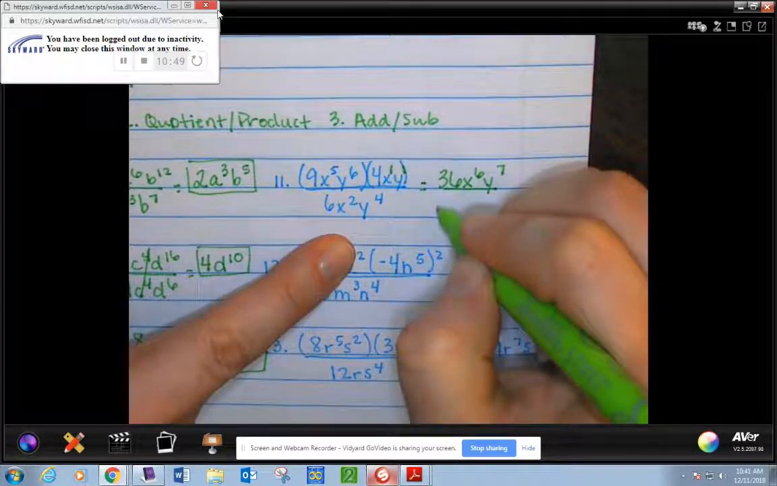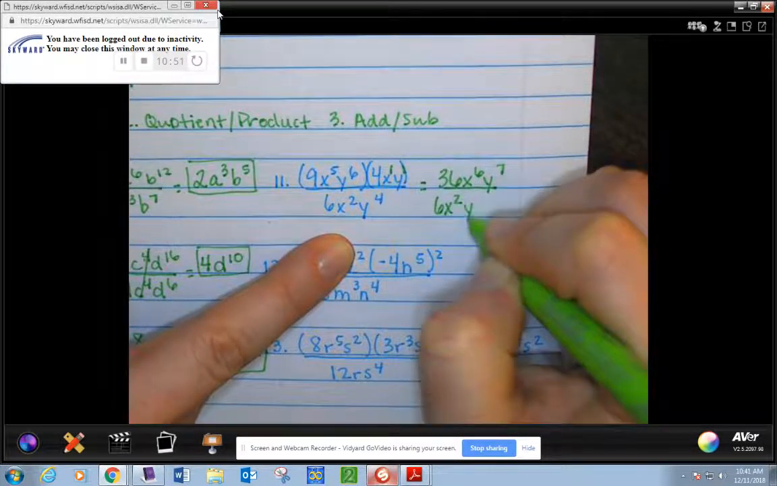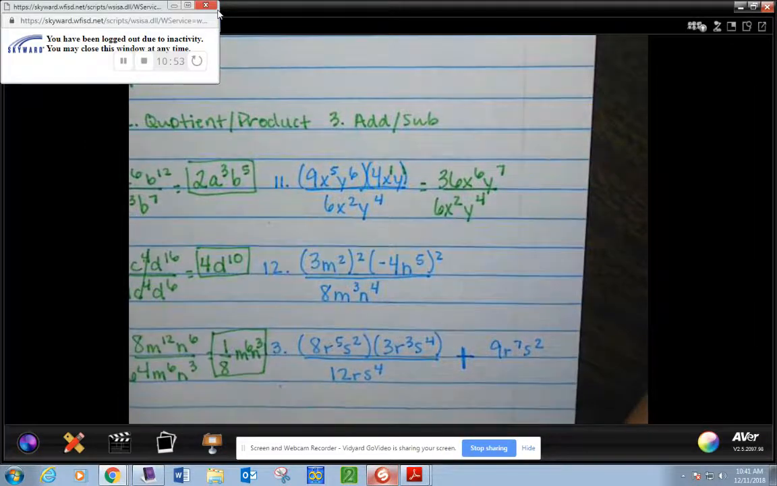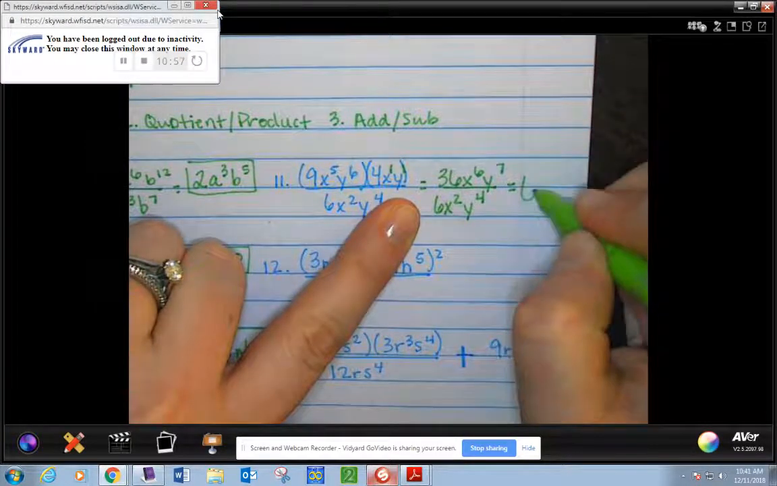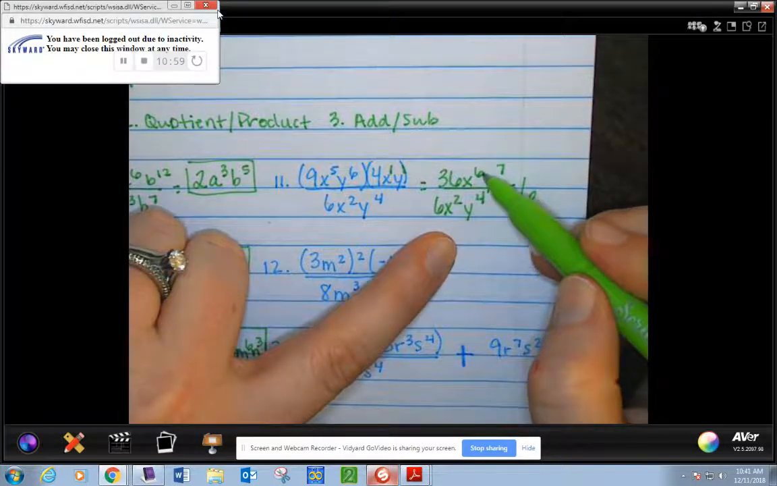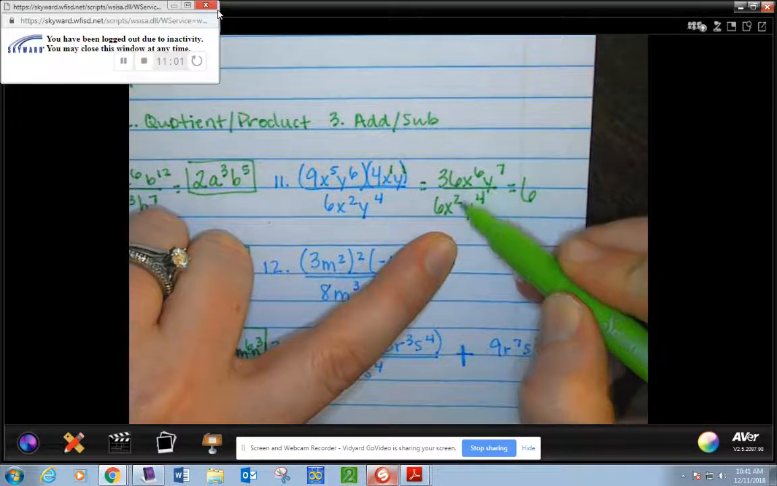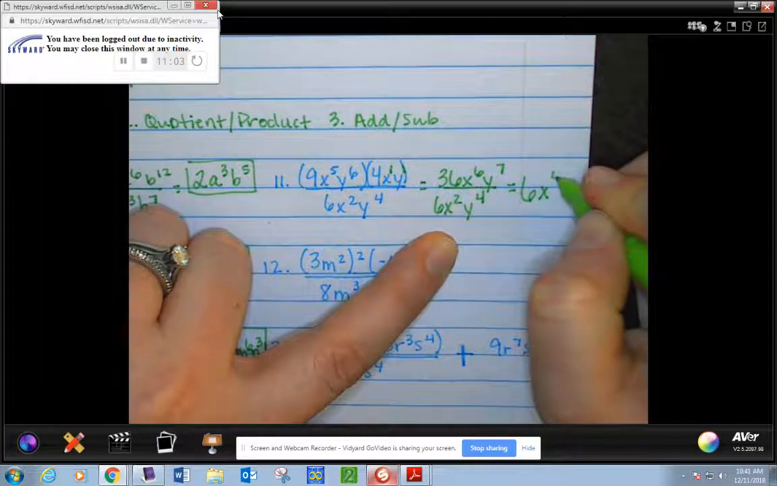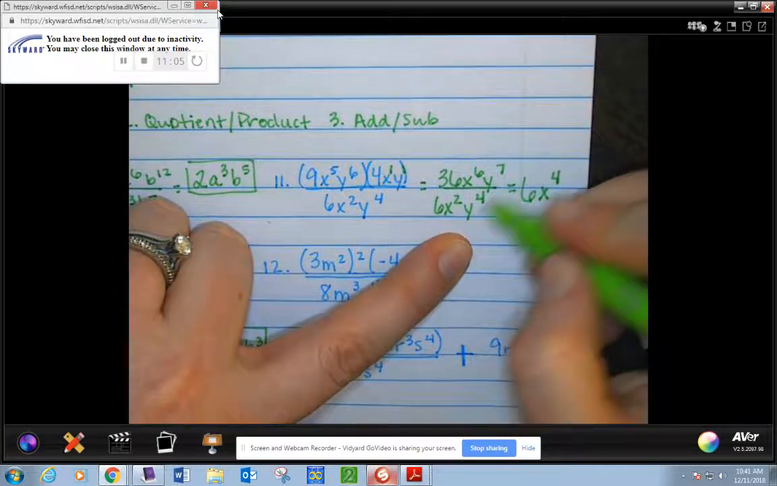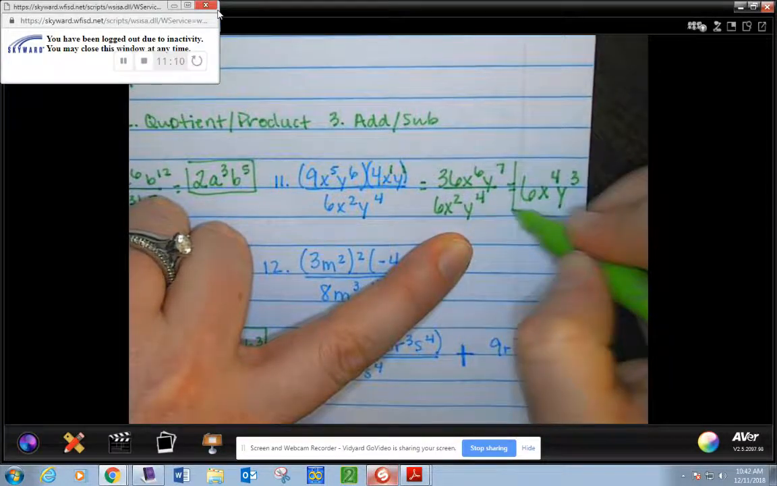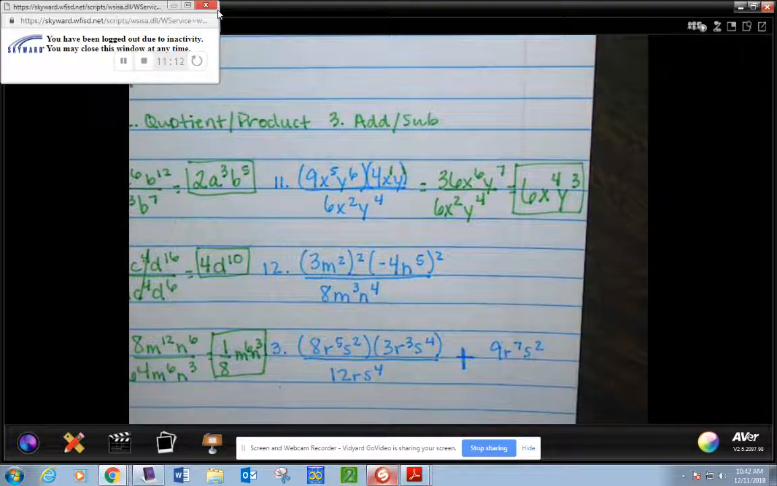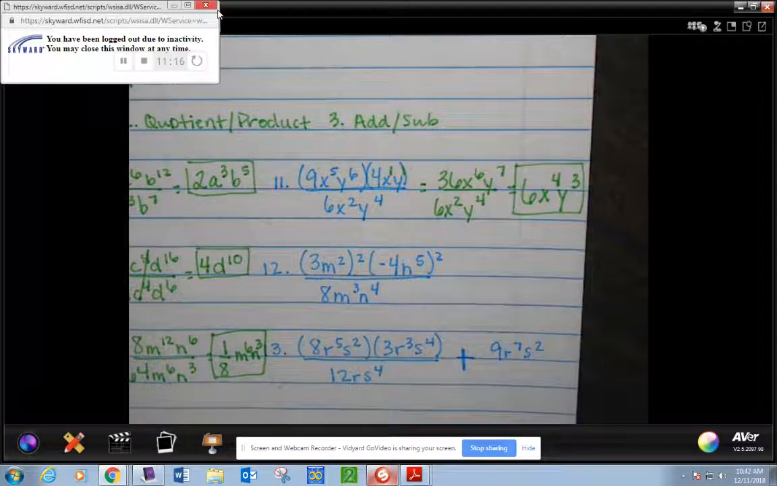Then I bring down my 6x squared y to the 4th, and now I can divide. So 36 divided by 6 is 6. If you have an x to the 6th and an x squared, 6 minus 2 is 4. And if you have a y to the 7th and a y to the 4th, 7 minus 4 is 3. And there are your exponent rules. Okay. Moving to number 12.